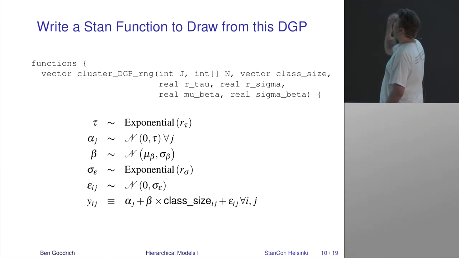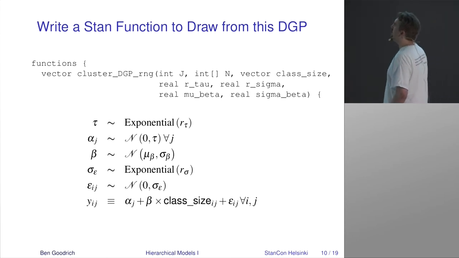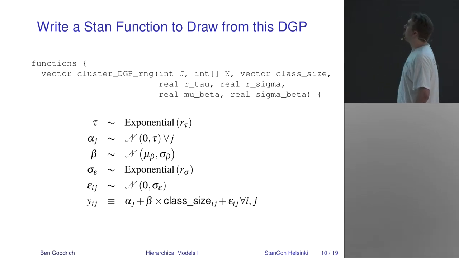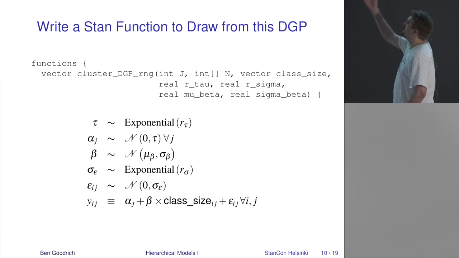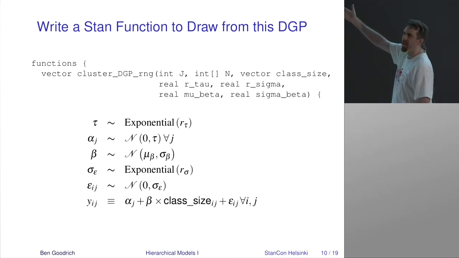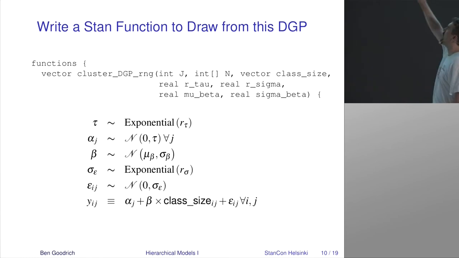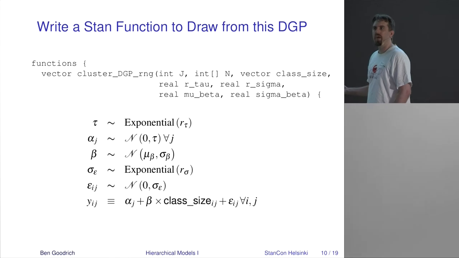And then we have hyperparameter values for each of these unknowns. So r tau, you're going to have to choose a number for that. r sigma, choose a number for that. The rate parameter for the standard deviation of the errors, in addition to your mean and standard deviation in your normal prior for beta, which is the coefficient on class size. Anyway, your function is going to take all those numbers. It doesn't particularly matter what they are.